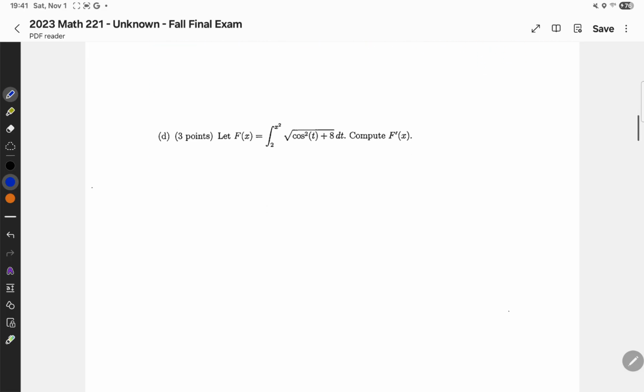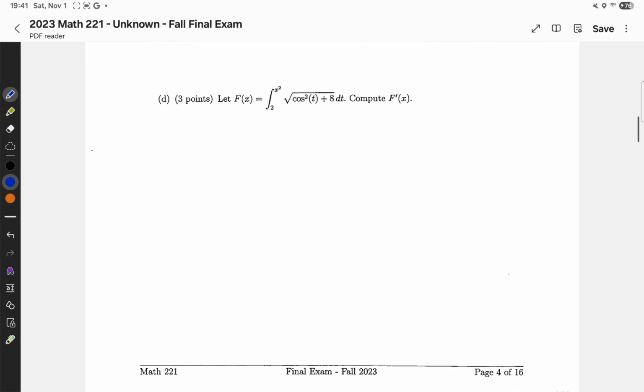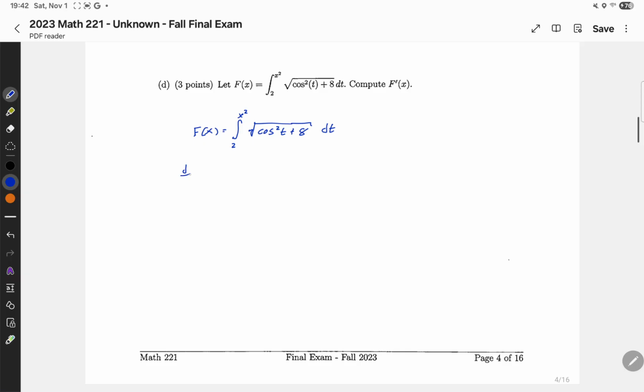All right, last one. We're going to need the fundamental theorem of calculus for this one. So we have F of x is equal to the integral from 2 to x squared of the square root of cosine squared t plus 8 dt. All right, so the way we're going to do this is we'll take the derivative on both sides. So d/dx of big F of x is equal to the derivative with respect to x of the integral from 2 to x squared of the square root of cosine squared t plus 8 dt, just like that.